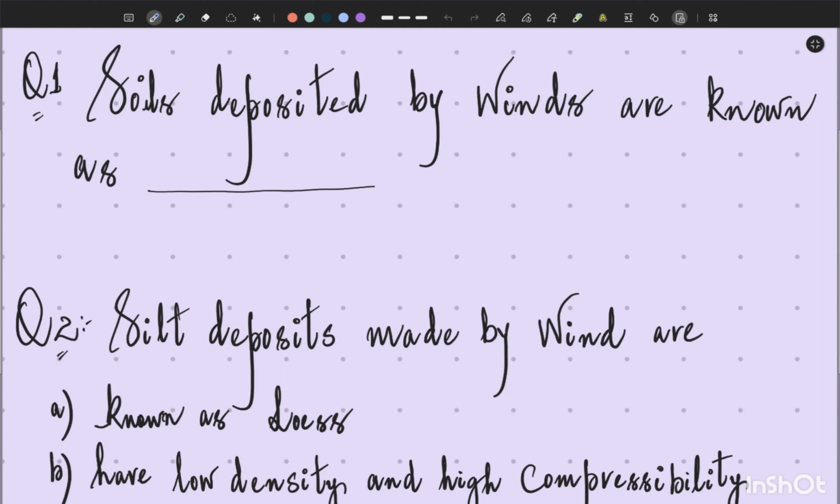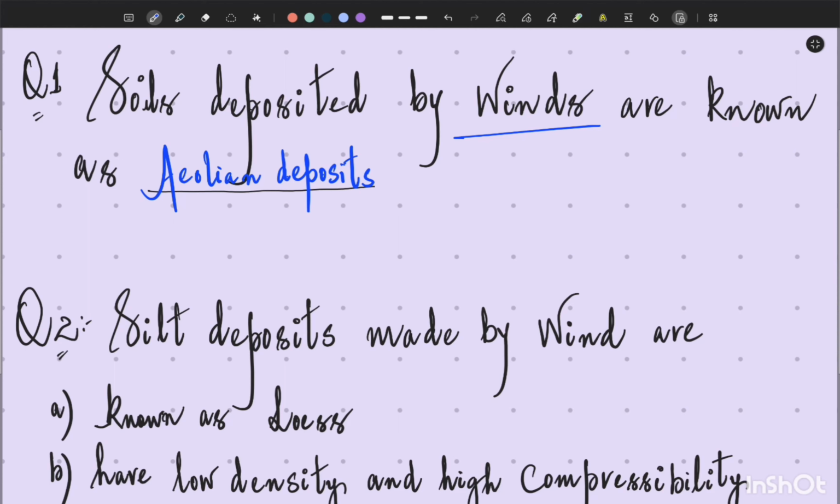So let's get started. First question: soils deposited by winds are known as. Soils deposited by winds, where the wind is the transportation agent carrying soil from its parent rock to some other place of deposition, are known as aeolian deposits. So soils deposited by winds are known as aeolian deposits.